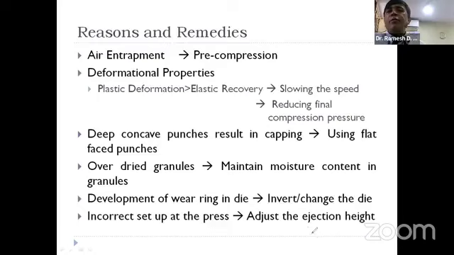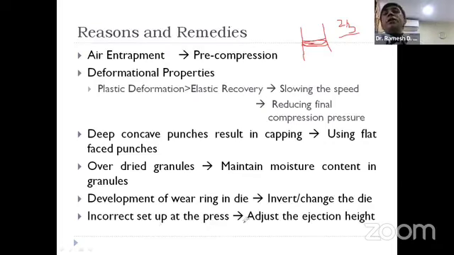And then the development of a wear ring in the die cavity. Sometimes a wear ring is generated in the die cavity due to continuous compression. So we can invert this die, because the compression normally takes place in the upper 2/3 part of the die cavity. The lower 1/3 part is always holding the lower punch. And that's why if we invert the die, normally we can solve this problem. But nowadays, no industry is going for that.